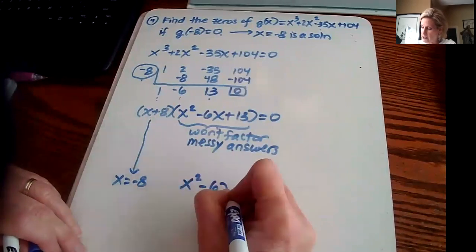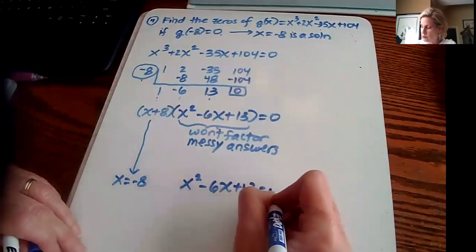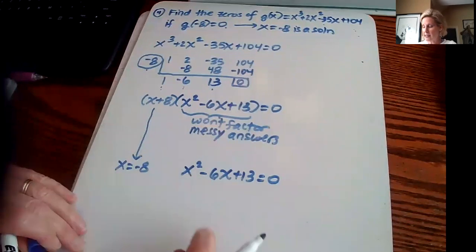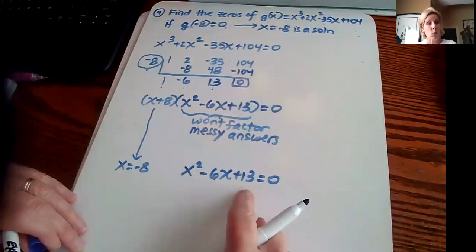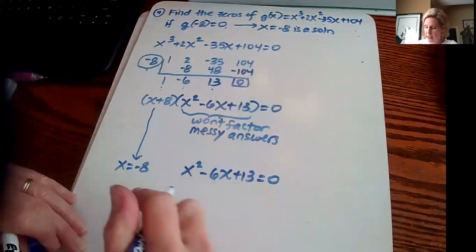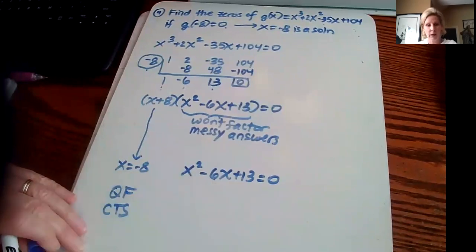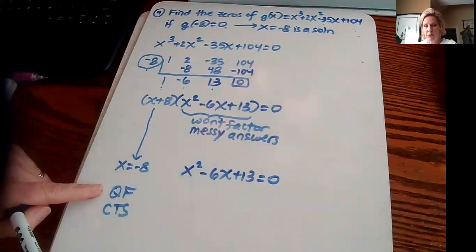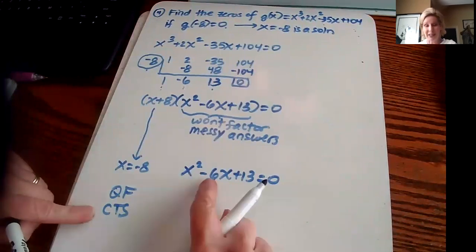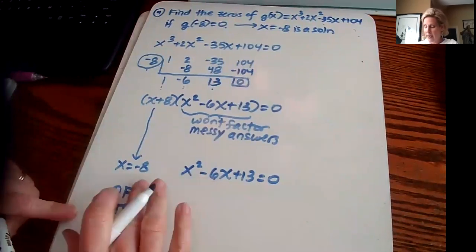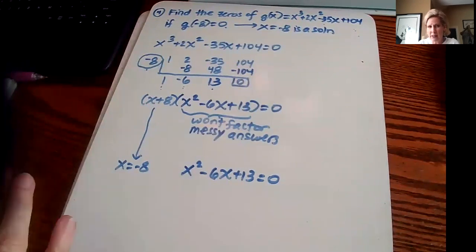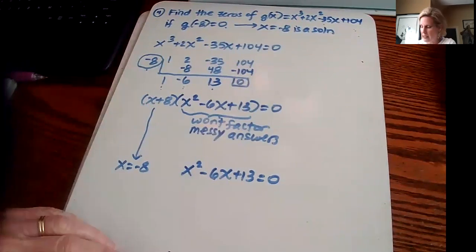So I'm going to say x squared minus 6x plus 13 equals 0. How can I solve this quadratic if it won't factor again? Well, again, your choices are quadratic formula and complete the square. Since we just did quadratic formula, let's do complete the square because 6 is even. And sometimes people are hesitant about complete the square. That's why I want you to see it.